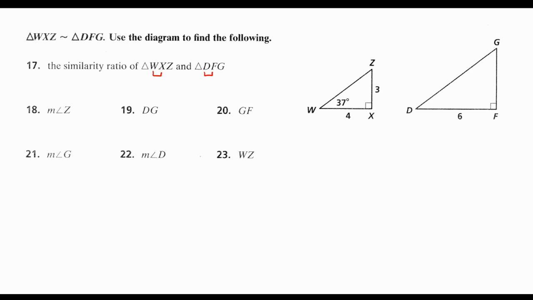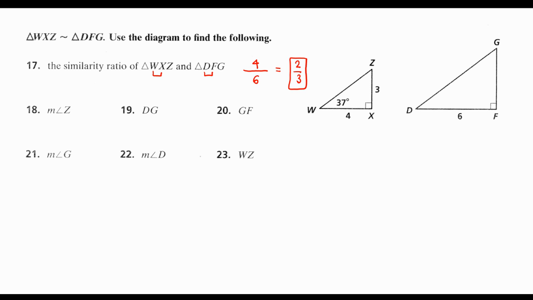Because I have triangle WXZ first, that's the side that has to go on the top. So the WX of 4 is going to go on the top, which means that DF, which is 6, goes on the bottom. And then once again, I need to simplify ratios down to lowest terms. 4 over 6 is both going to be divisible by 2. So 2/3 would be that similarity ratio.